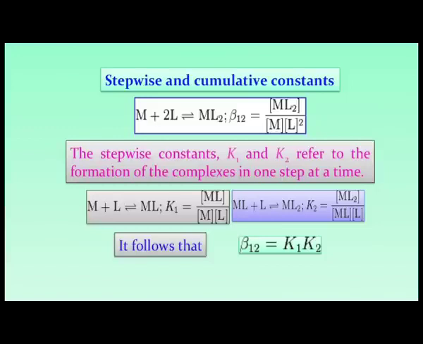So, individually we can break this beta 1 2 as K1 and K2. So, these are the formation constants of the complexes one step at a time. Sometimes they can vary differently, because if the binding of the first one is very high, we get a K1 value higher than that of our K2 value.